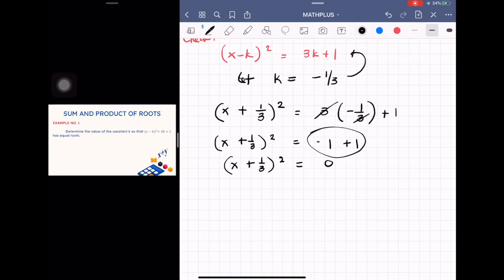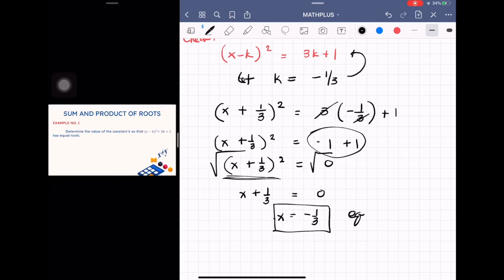And then, if we take the square root of both sides of the equation, it will result to x plus 1/3 equal to positive negative 0. So that's still 0. Therefore, you get x equal to negative 1/3. And since this is a quadratic equation, you have two factors which are both x plus 1/3. Therefore, each of them will produce negative 1/3 as a root. Therefore, you have equal roots. They are both negative 1/3. So that's how you solve it.